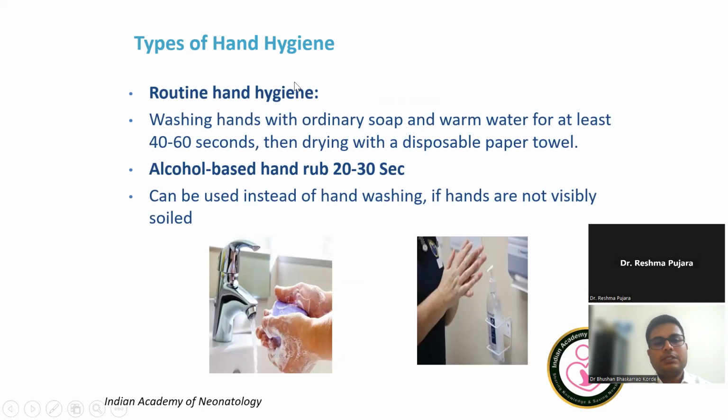So there are types of hand wash, such as routine hand wash. Routine hand wash is using ordinary soap and warm water for at least 40 to 60 seconds and drying your hands with a disposable paper towel. For alcohol-based rub, you have to perform all the five steps while using the hand rub. The steps of hand washing should be repeated using alcohol rub. It can be used if your hands are not visibly soiled.